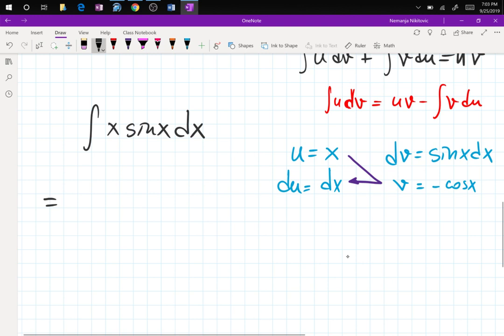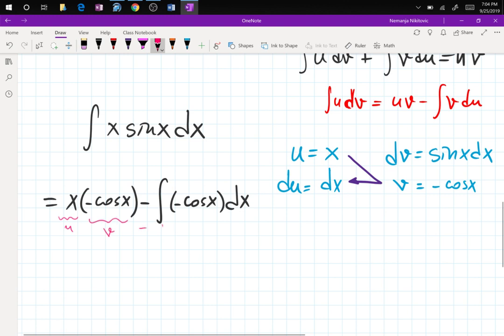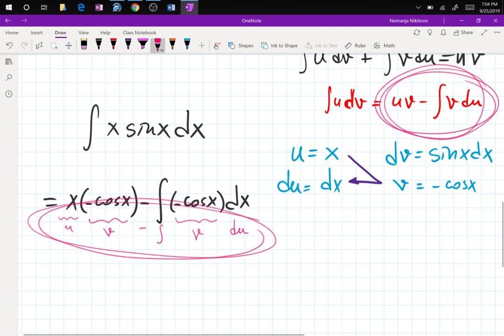So what is the solution now? Well, it's x times the negative cosine x minus the integral of negative cosine x dx. Here is your u, here is your v, here is your minus, here is your integral, here is your v, and here's your du. You compare this to the formula, uv minus integral of v du. So the arrow helps us figure out the formula.